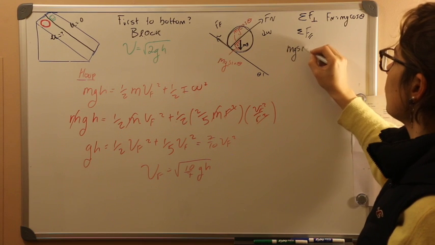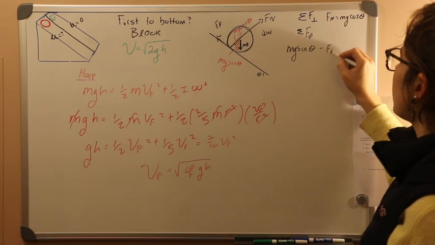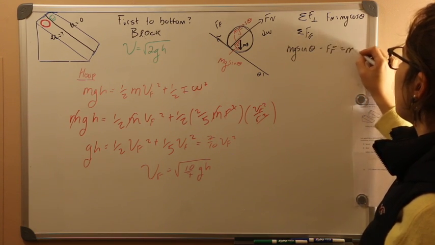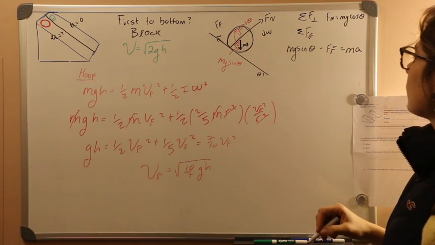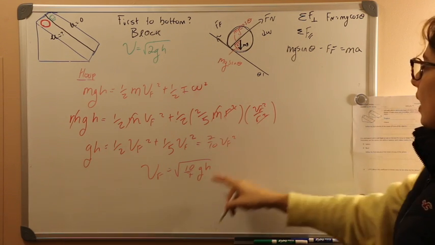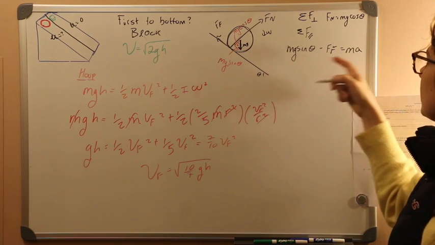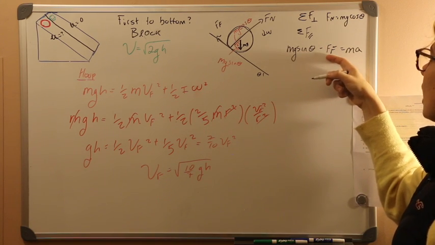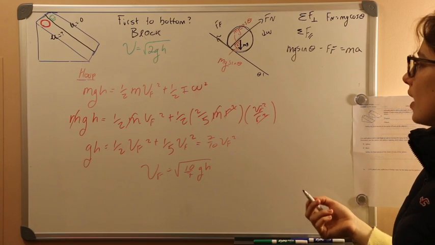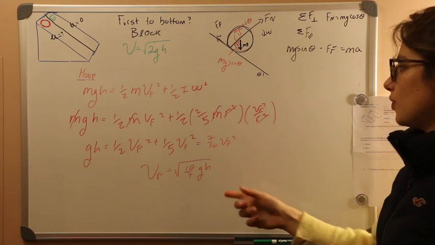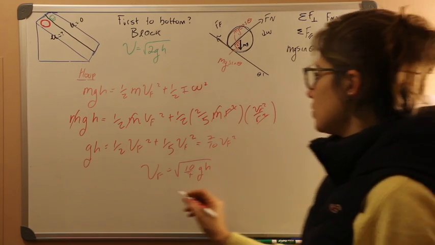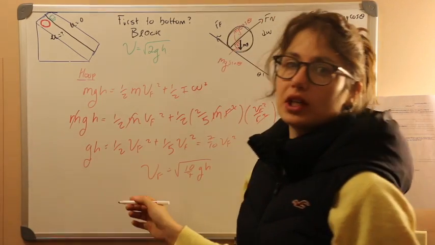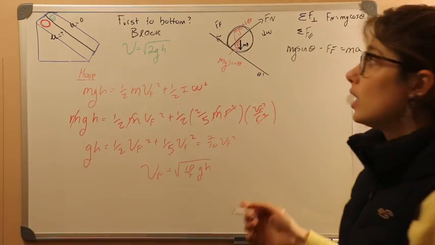We have mg sine theta pulling down the ramp. We have friction force going up the ramp. And that will equal ma. And so here we actually know a, and so we could probably solve for frictional force. And then we can relate friction force and normal force together. So let's use our result from before and solve for a.